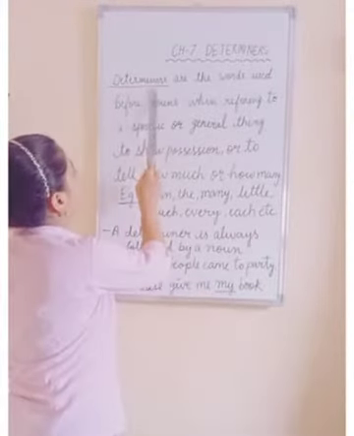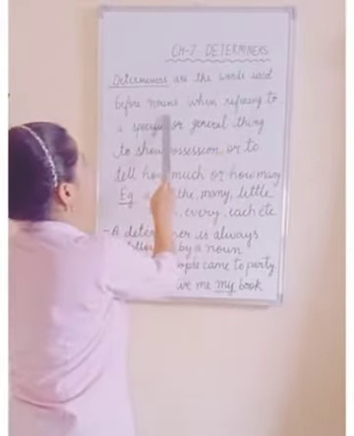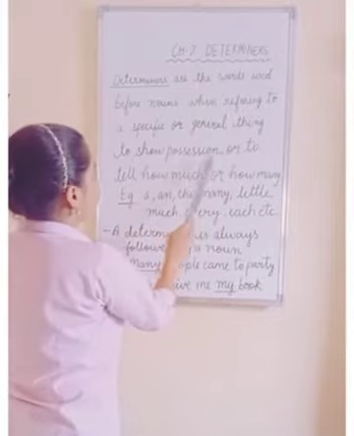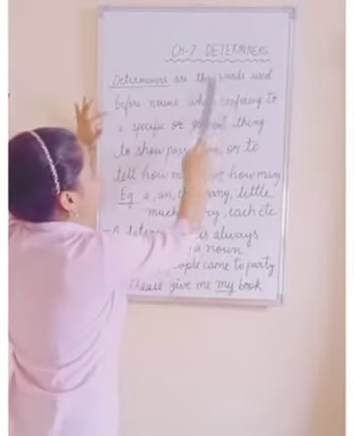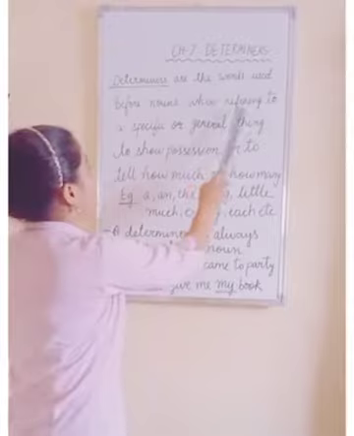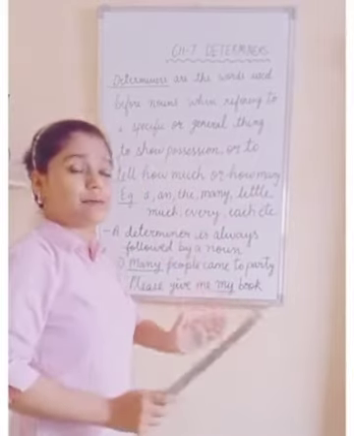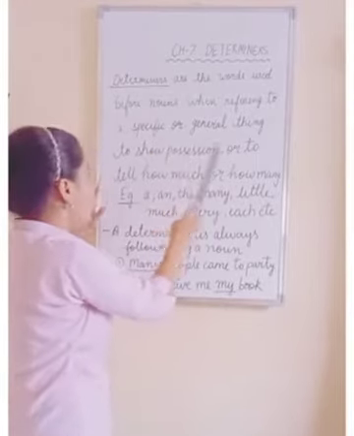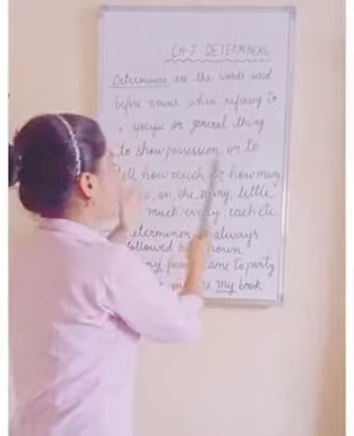First of all, we should know what determinants are, right? Determinants are the words used before nouns when referring to a specific or general thing, to show possession, or to tell how much or how many, right? So determinants are words which are used before nouns, and when referring to a specific or general thing, we may refer to any specific thing or we may say something in general. To show possession means the determinants are also used for showing possession, or to tell how much or how many. They also talk about the quantity, that is, how much or how many.